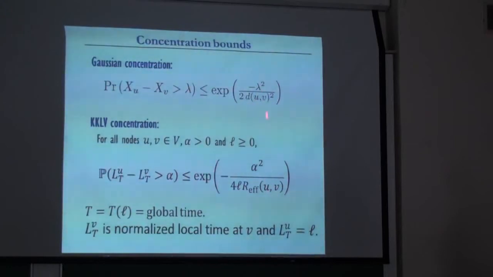But it comes out to be very similar to the Gaussian concentration, where the effective resistance is representing the Gaussian variance. So if you look at these two formulas, to make this analogy work, I want to have a Gaussian process where the distance in the Gaussian process, the variance, corresponds to the effective resistance. And that's where the Gaussian free field comes in naturally.